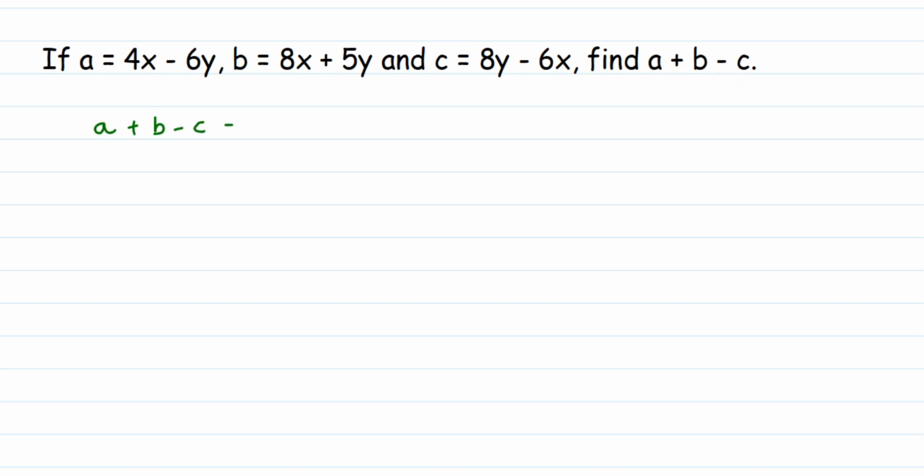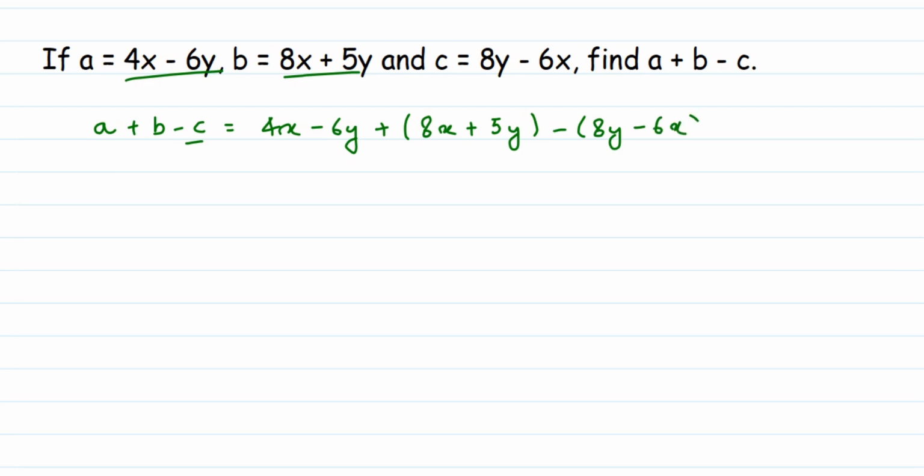So what you will do, you just substitute the expression. A is 4x minus 6y, so write that 4x minus 6y, plus we have b value as 8x plus 5y. We'll just put this in a bracket to avoid confusion. So 8x plus 5y, and then we have minus c. Whenever you have a minus sign, you have to put bracket because the signs will change. The c value is 8y minus 6x. Now we have to open the bracket and solve this.